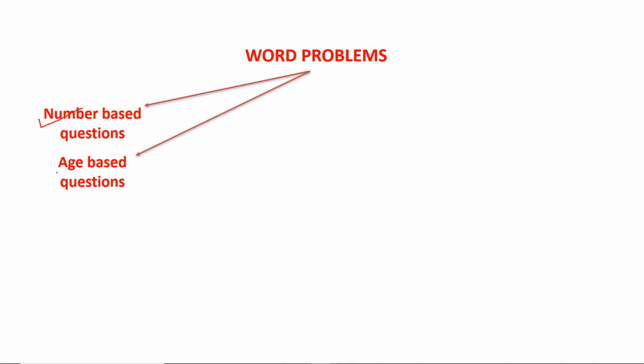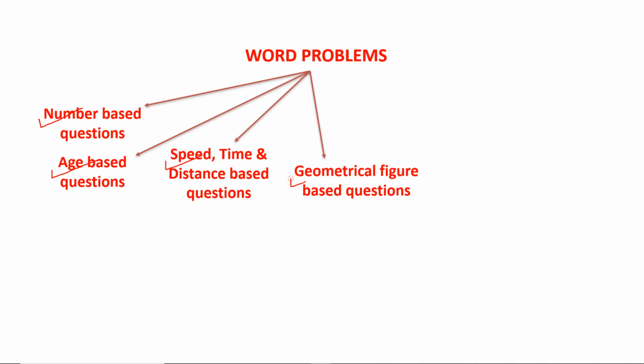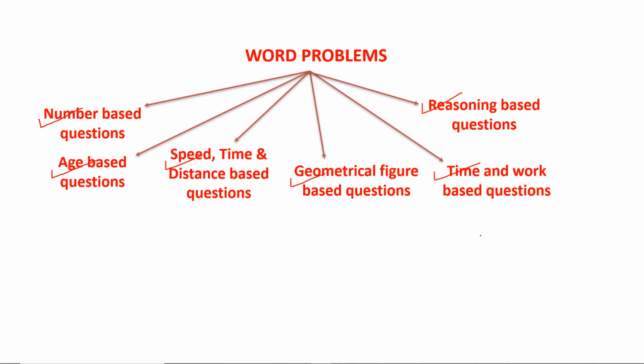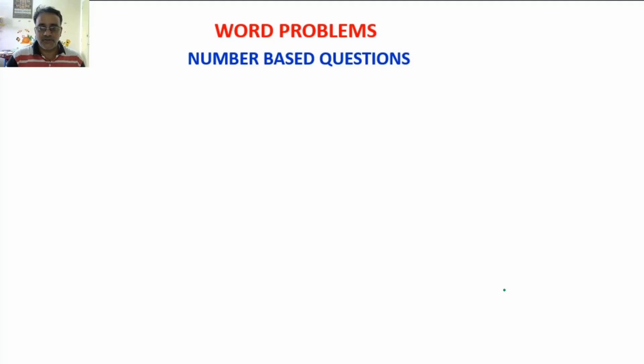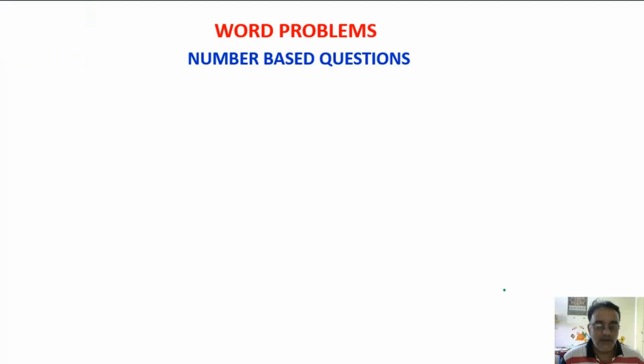The second one is age based questions. The third one is speed, time and distance based questions, and the fourth one is geometrical figure based questions. Fifth one is time and work based questions, and the last one is reasoning based questions. We'll see one by one type with some examples and CBSE board questions. So let us start with the first type of questions, that is number based questions. So I will take two or three examples from each type of questions.